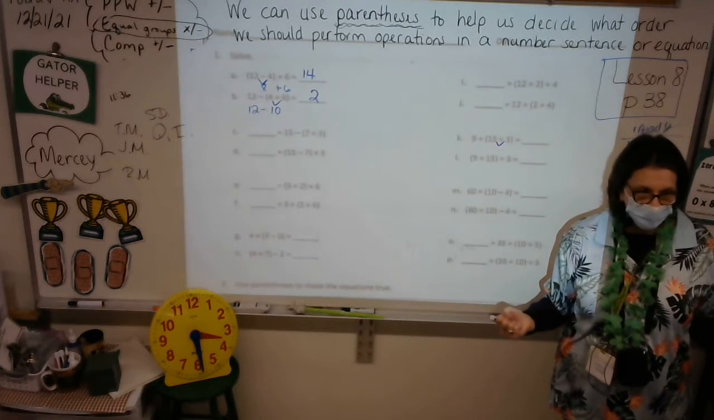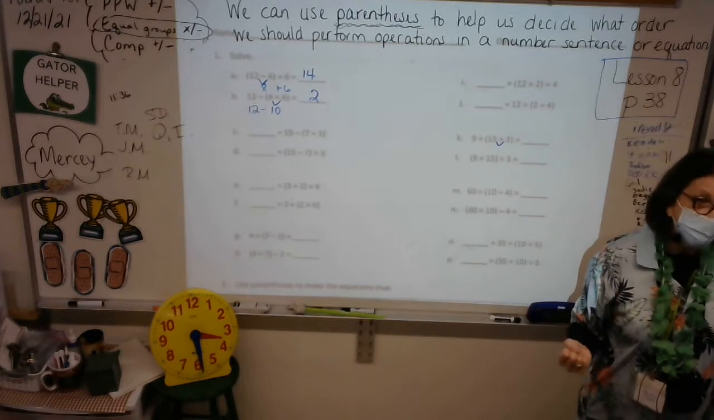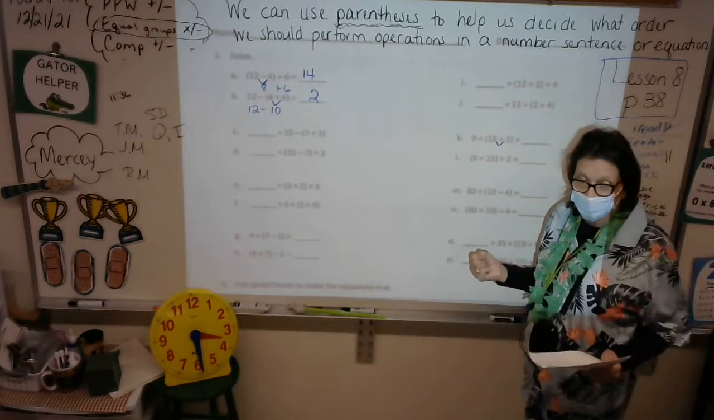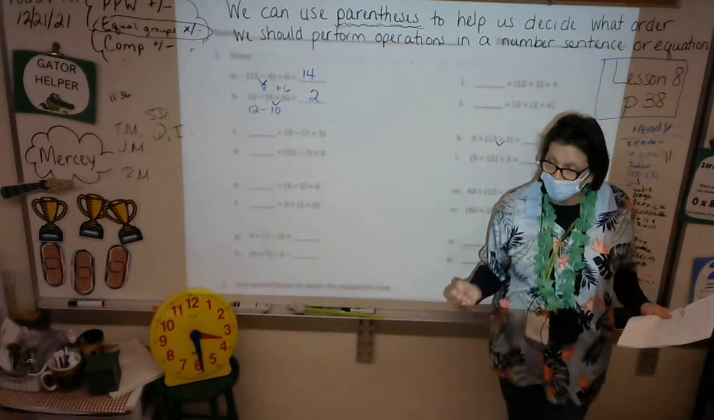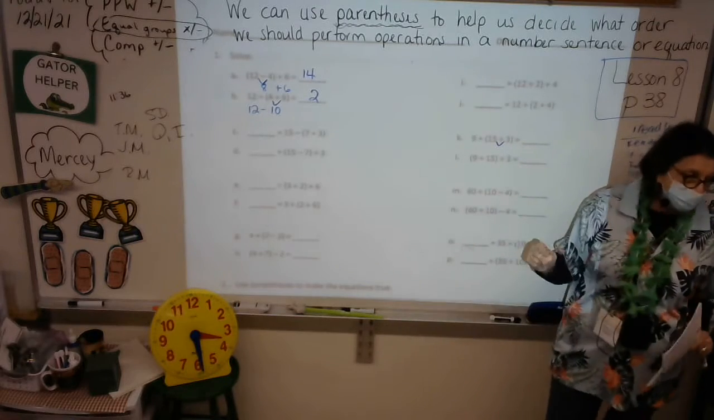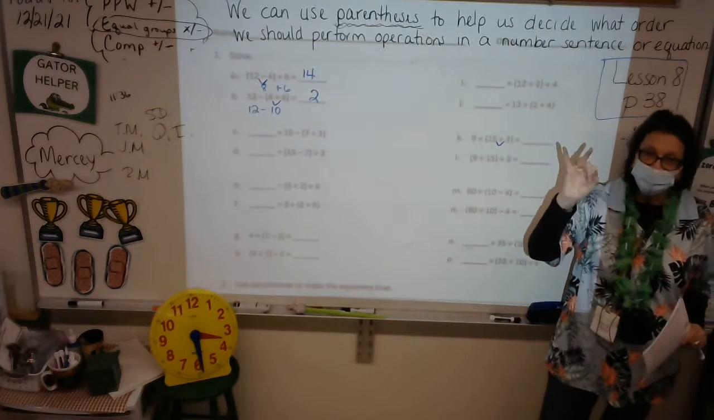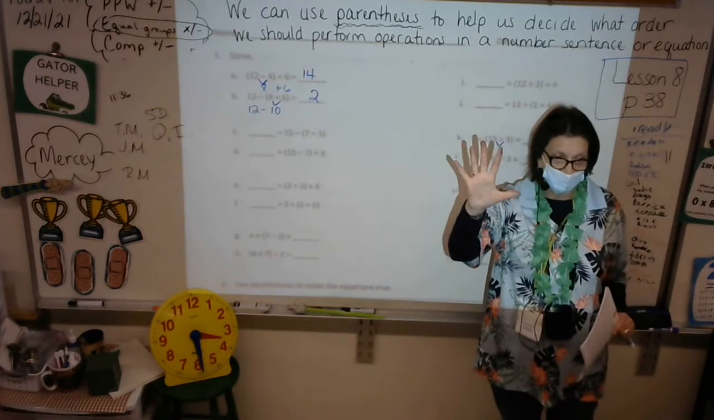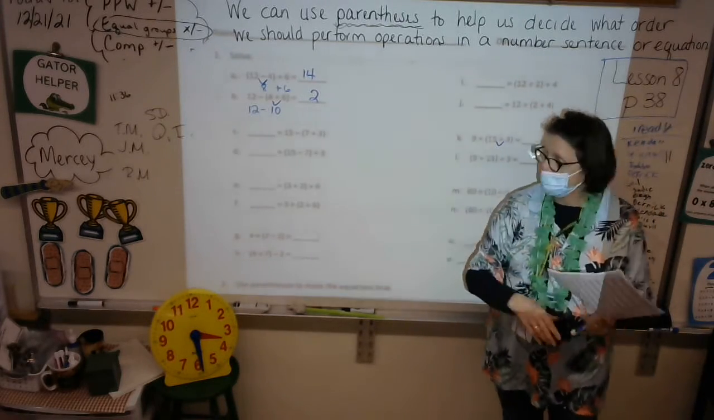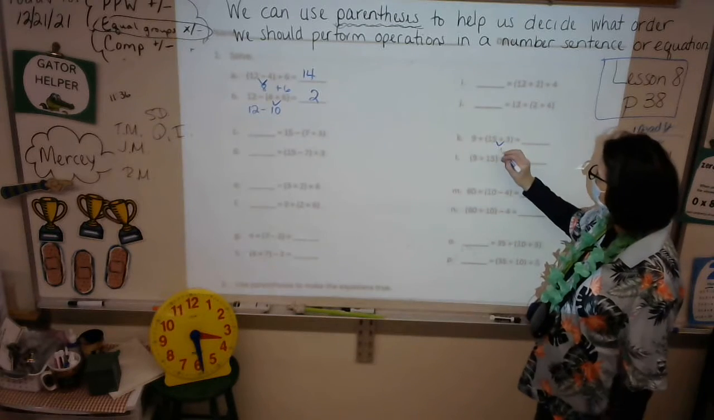If you're trying to do multiplication or division, you skip count, boys and girls. So I'm going to skip count by 3 until I get to 15. 3, 6, 9, 12, 15. What's my answer? 5. So 15 divided by 3 is 5.